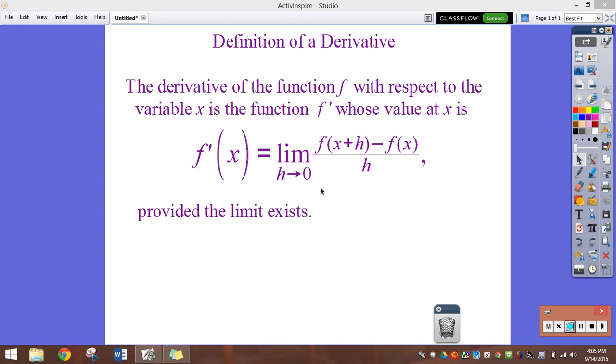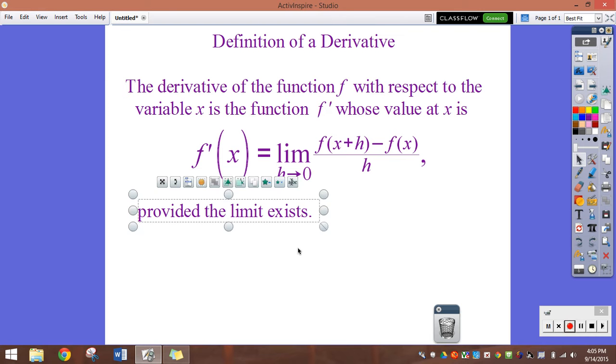So what we're doing now is formalizing that slope of the tangent line concept into the idea of a derivative. It's still the same limit we were working with in class today. It's just that now we are formally calling it the definition of a derivative.